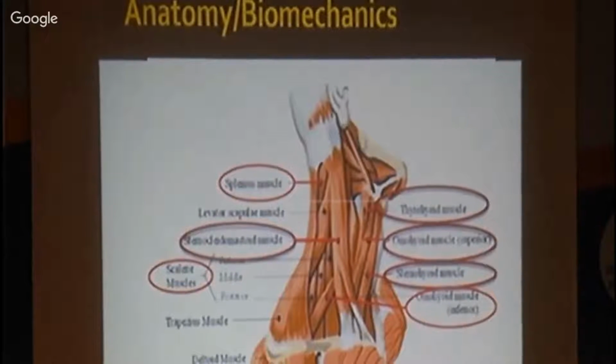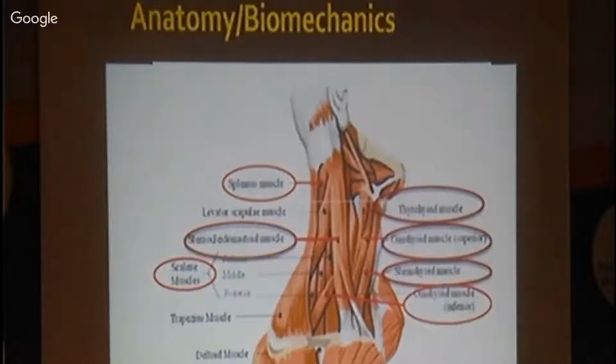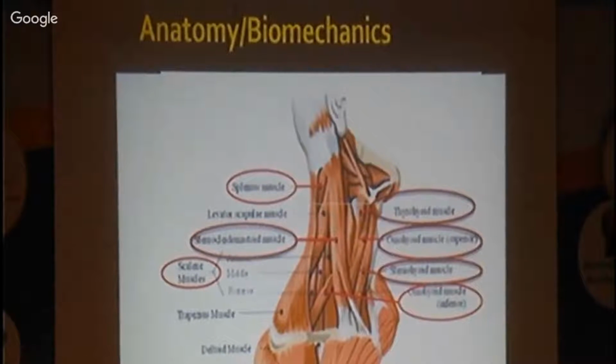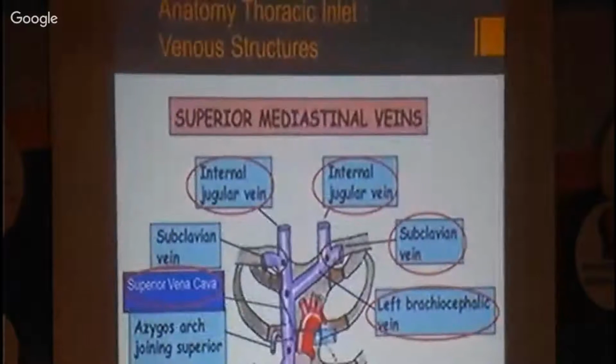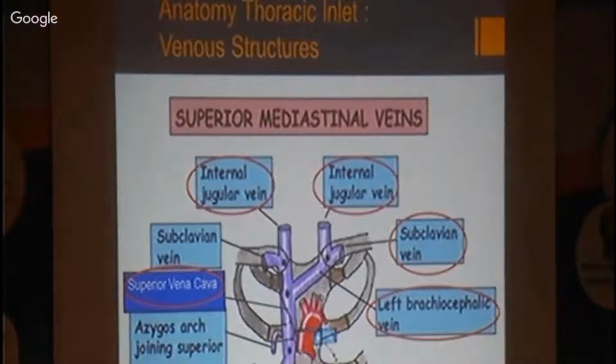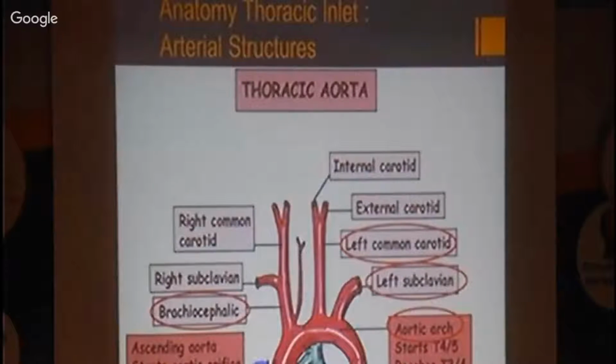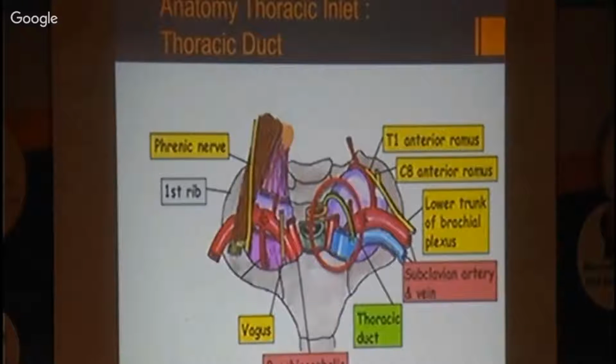Here is a slight reminder of the anatomy of the muscles. We have the sternocleidomastoid muscle, the thyroid, the omohyoid, inferior and superior, and also the scalene muscles. Here are the veins we are encountering. We have the superior vena cava, and then the left brachiocephalic vein that goes behind the manubrium and the clavicle. And also we have the aortic arch, the left subclavian, the left common carotid artery, and the brachiocephalic artery. We also have to remember the thoracic duct here.